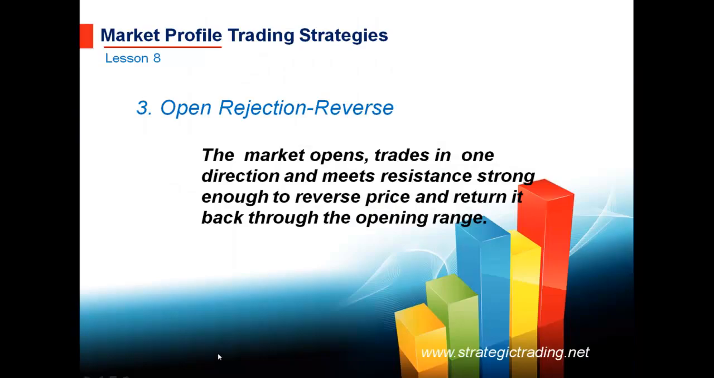All right, now that we've reviewed our open drive and the open test drive, and we've looked at a failed open drive so that you know what those look like as well, we want to talk now about the third type of open, which is the open rejection reverse. And here's what happens.